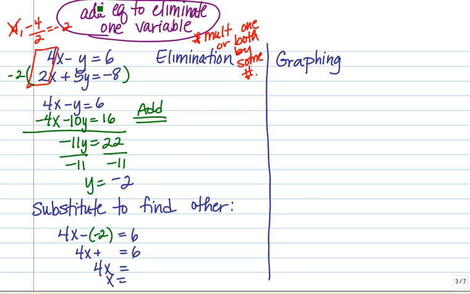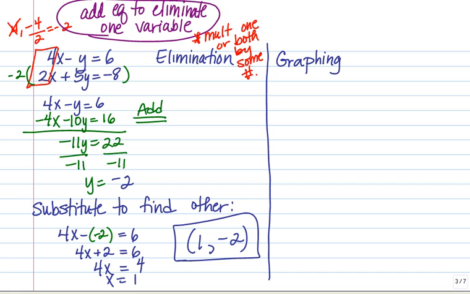Okay, so we have 4x plus 2 equals 6. So subtracting the 2 gives us 4x equals 4, so x is equal to 1. Because the whole idea is we should get the same solution regardless of the method that we chose. And I was thinking, well, maybe I copied the problem down incorrectly, but I found my mistake. Okay, so it's 1, negative 2.